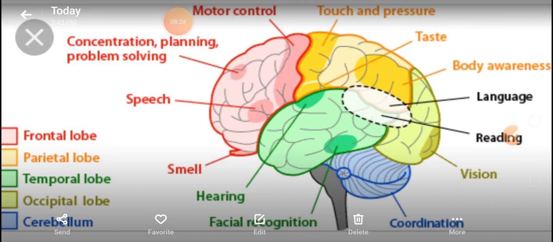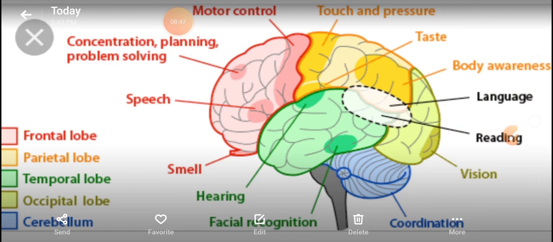Now see this diagram. This is not in your book, but I just want to give you some more information regarding your forebrain, midbrain and hindbrain. I have just told you that all the information, all the nerves are basically coming to the region called cerebrum, which is present in your forebrain.